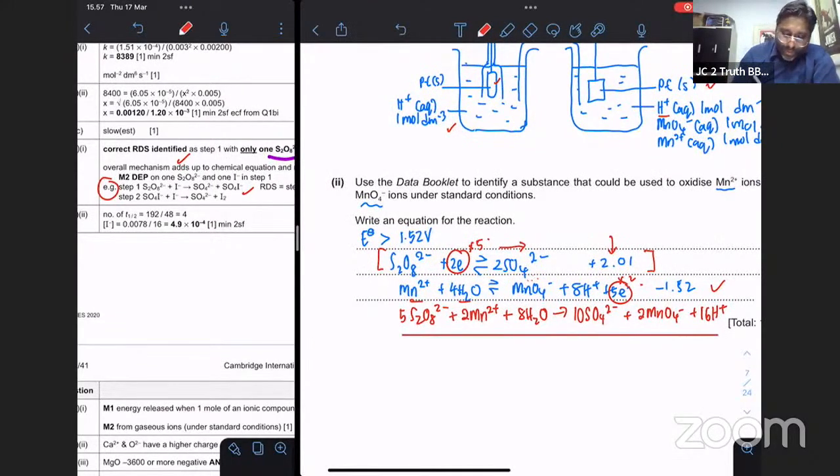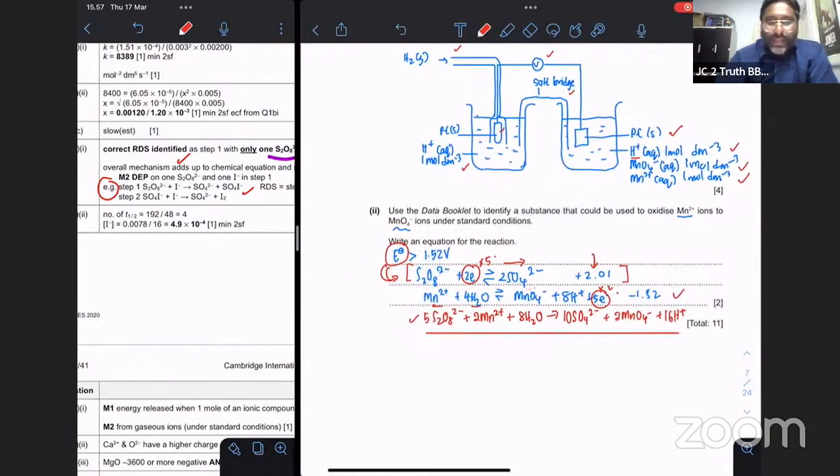Write the equation, this is the equation, and the E value. Under what basis did I select this? Because I want something that is more positive than 1.52 volts over there.